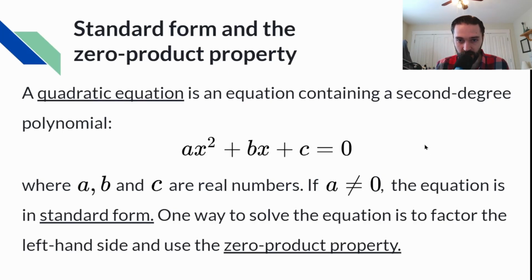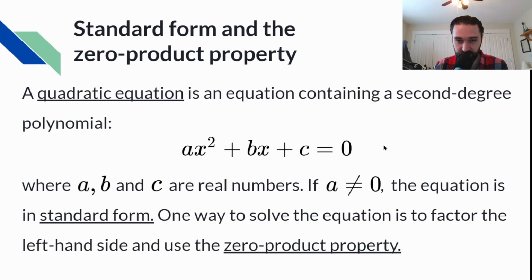So next, let's talk about something called standard form. What is a quadratic in standard form? Well, a quadratic equation, as we already know, is an equation containing a second degree polynomial, ax squared plus bx plus c, and it's set equal to 0. And a, b, and c are real numbers. Those are the parameters of the equation.